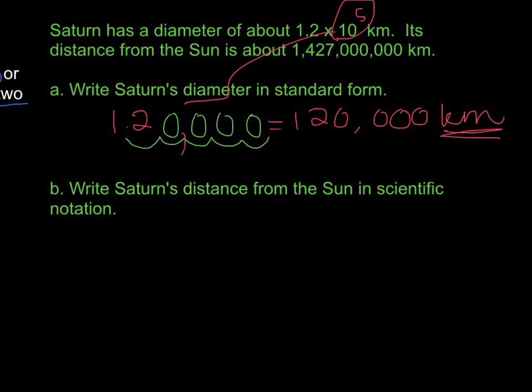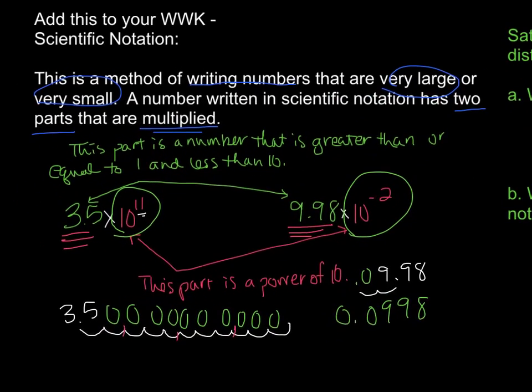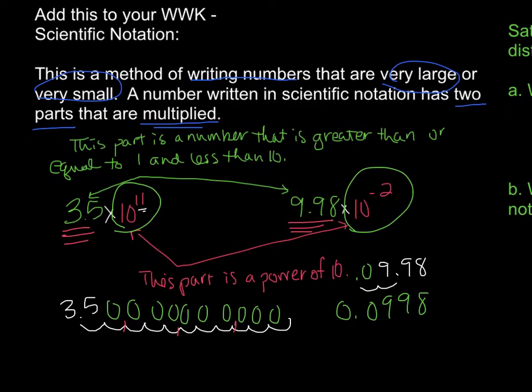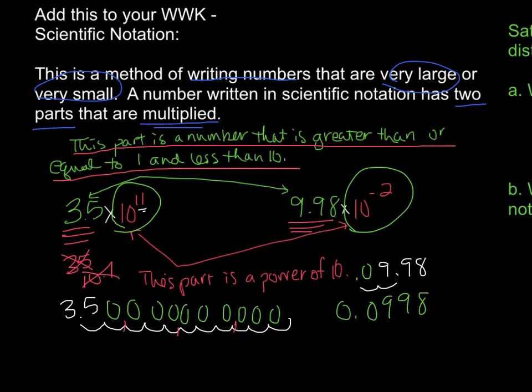Write Saturn's distance from the sun in scientific notation. So we have this original amount of 1,427,000,000 kilometers, and we need to write it into scientific notation. That means we are going to put our decimal point eventually between the 1 and the 4, because if we look back at scientific notation, the front part is a number that is greater than or equal to 1 and less than 10. That means it needs to be between the number 1 and 10. It can't be anywhere in the middle of that. So 3.5 would work, 9.98 would work, but 35, that would not work for your original number. Or even if we had 10.1 as our original number, that is not correct. That wouldn't work for our scientific notation.